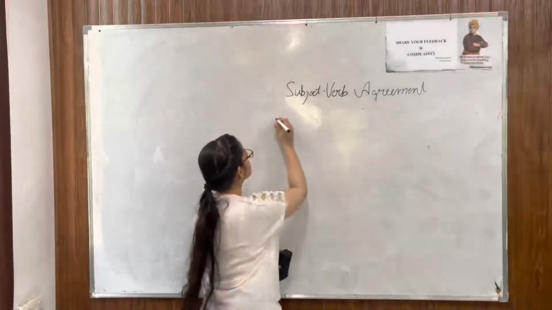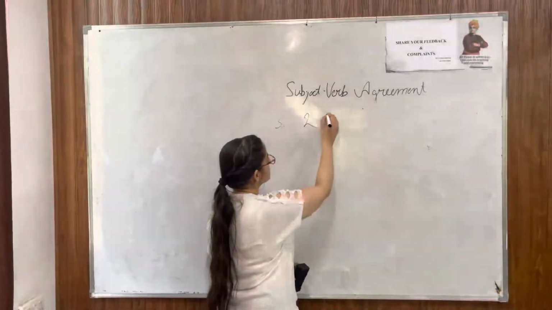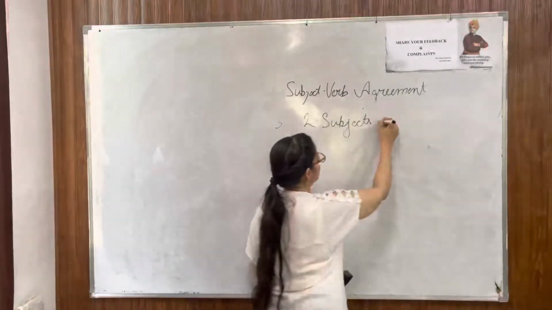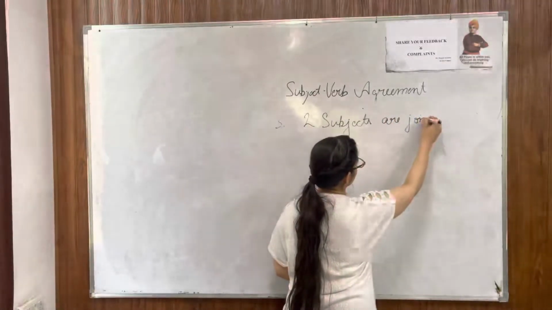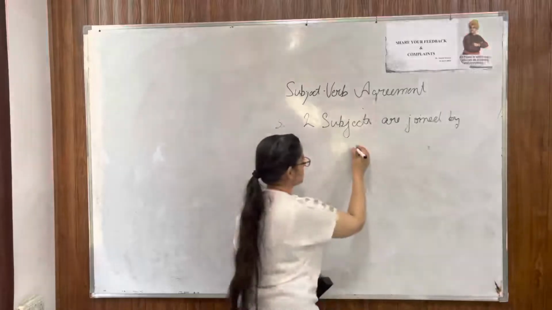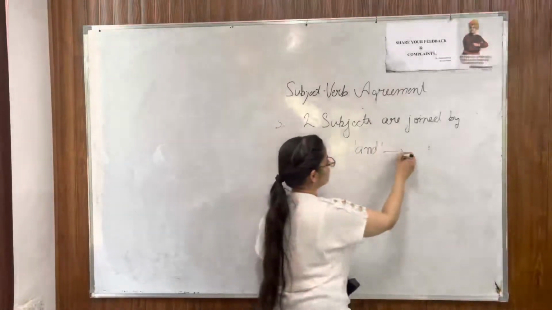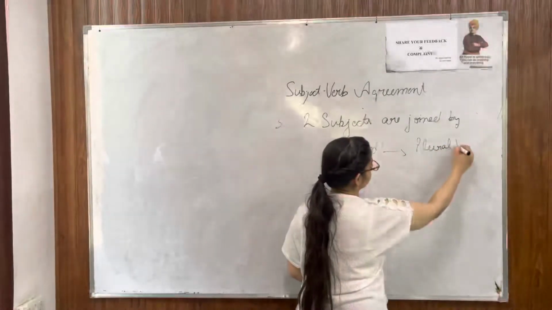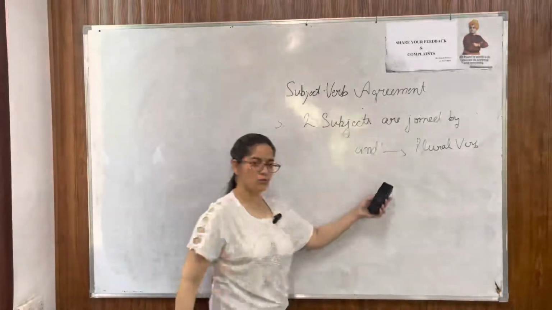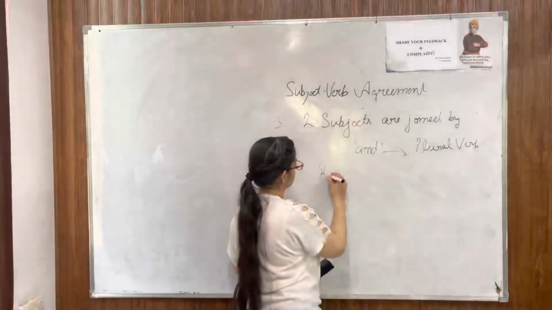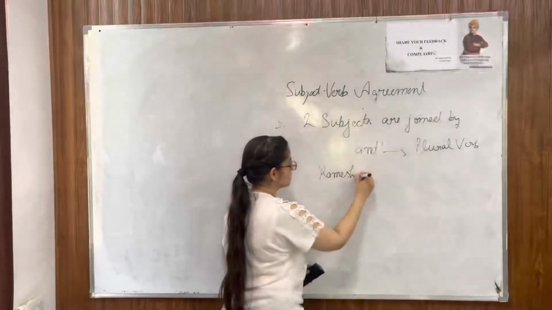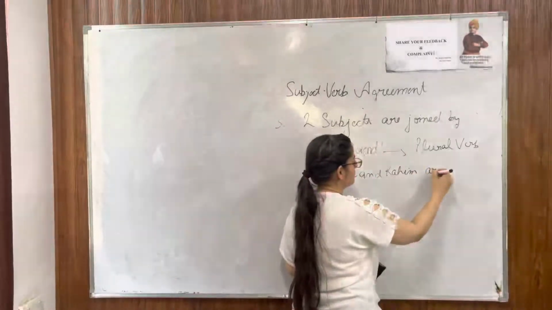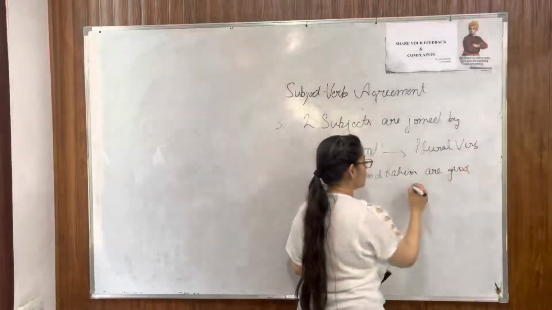Third rule says that if two subjects are joined by and, okay, which verb will they take? They will take a plural verb. For example, Ramesh and Rahim are good friends.